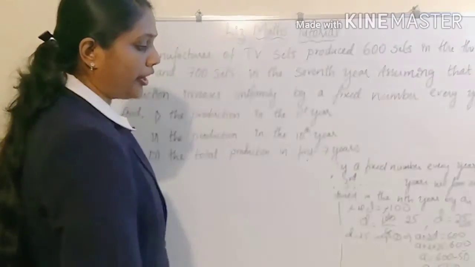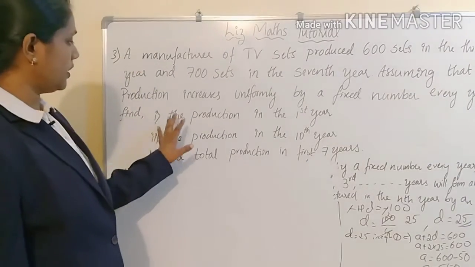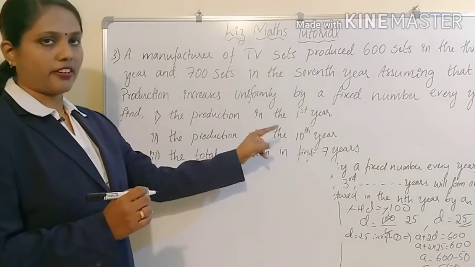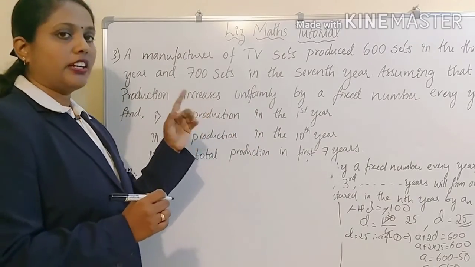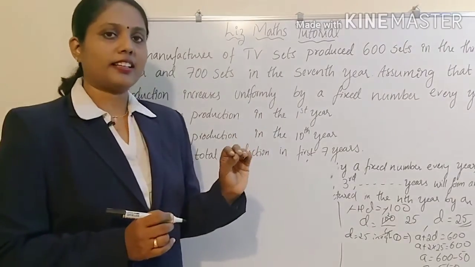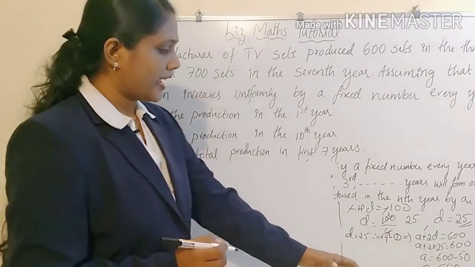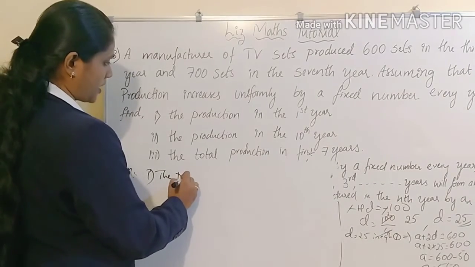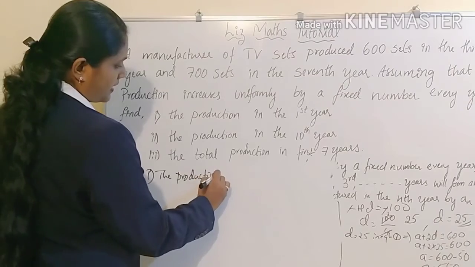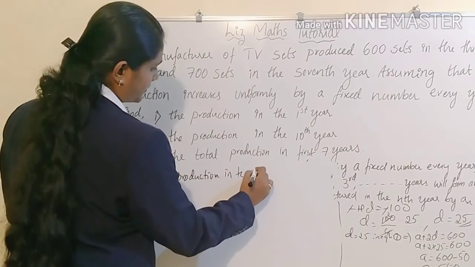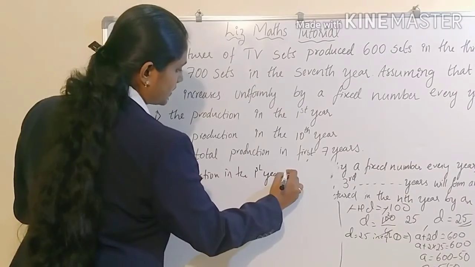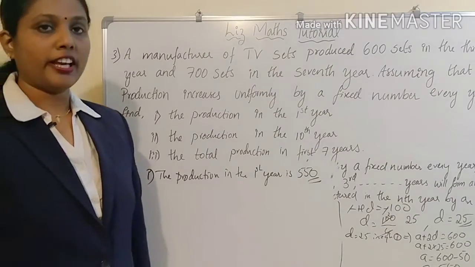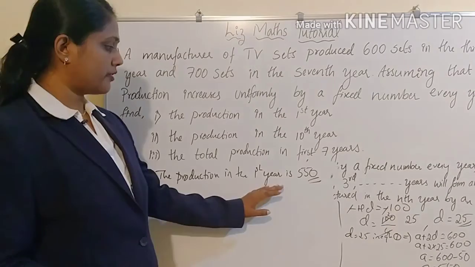So what is A you got? 550. So what they asked you to find out, the first one they asked here, is the production in the first year. First year means A1, isn't it? What is A1? It is nothing but A only. What is A you got? A is 550. So you can write the production in the first year is 550. So you got the solution for the first one.